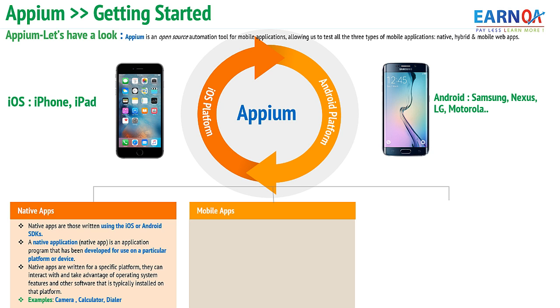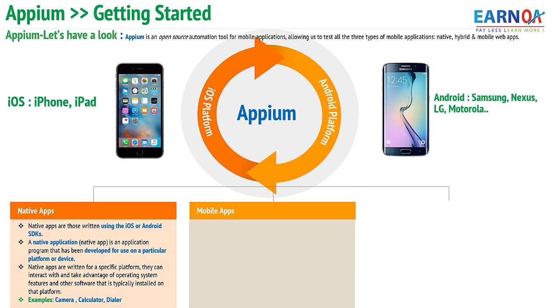Let me put it again: native applications are specific to the platform, which are designed with that platform support or platform SDK. Android native applications will work only in the Android technology. iOS native applications would work only in the iOS technology. Examples: the dialer pad, calculator, camera, and so on.